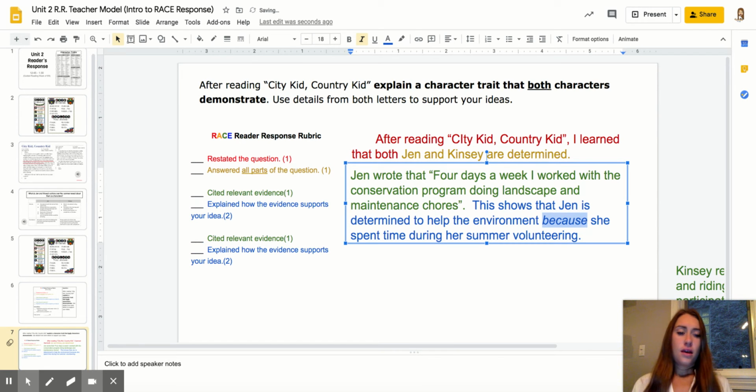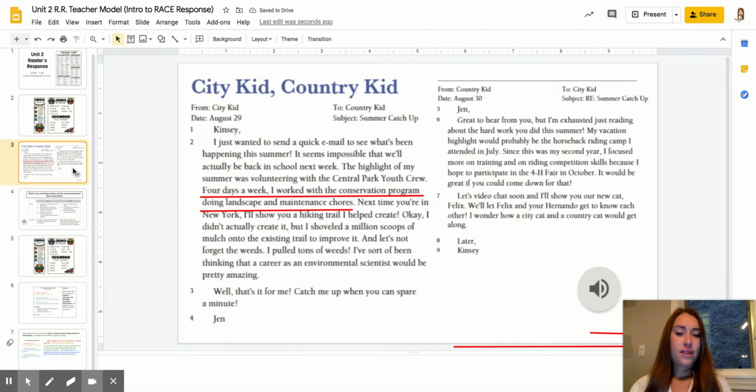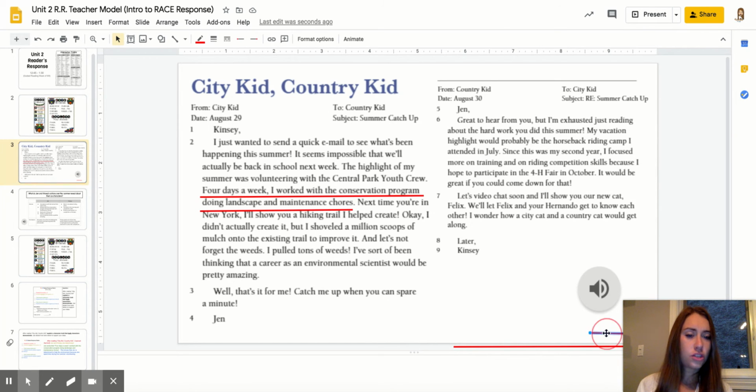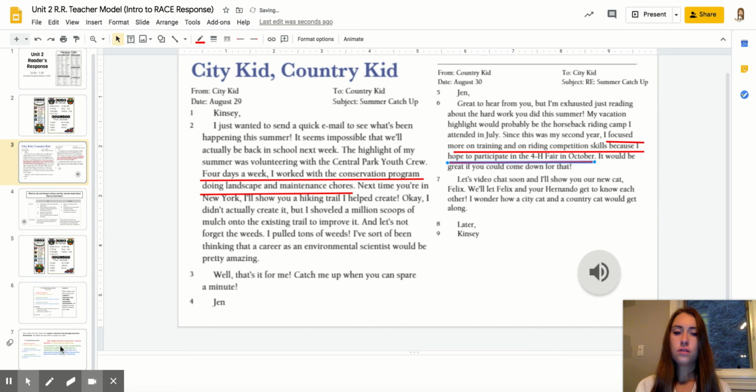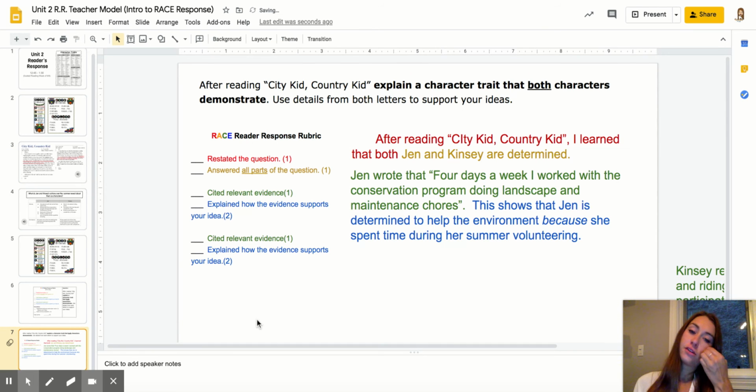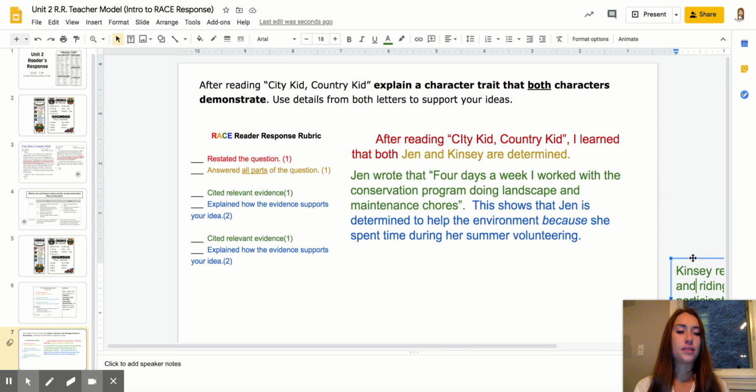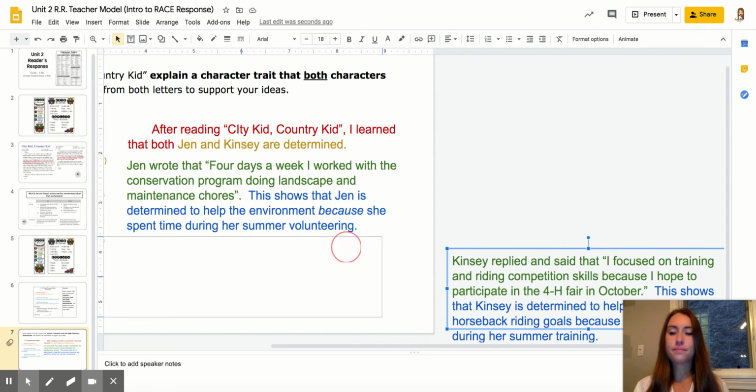Okay. Next, I'm going to go and find a piece of evidence for Kinsey. So how is she determined to reach her horseback riding goals? Well, it says that she focused on training and riding competition skills because she was wanting to participate in this 4-H fair in the fall. So I need to type that word for word, but I need a transition first. Instead of saying in the text it said, since this is a letter, I'm going to say that Kinsey replied.